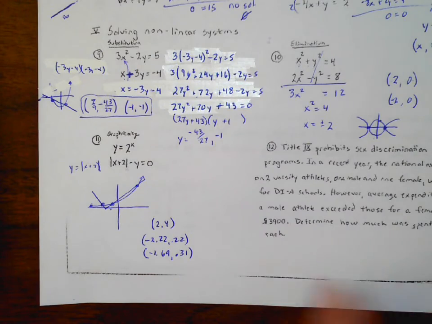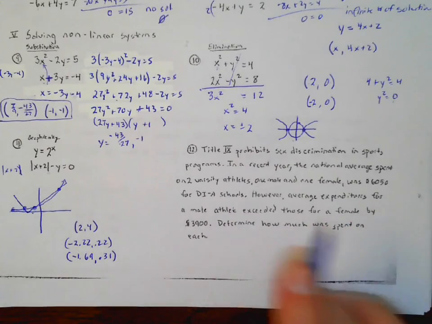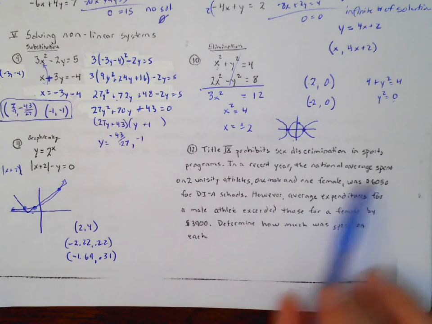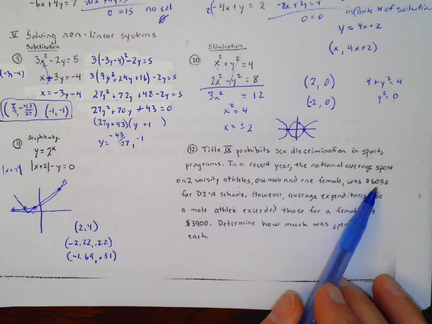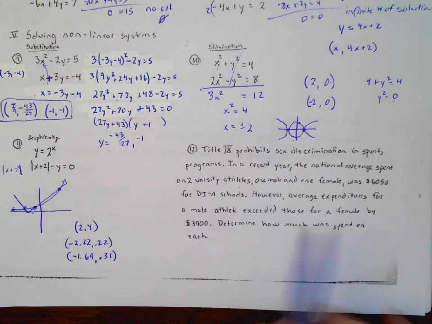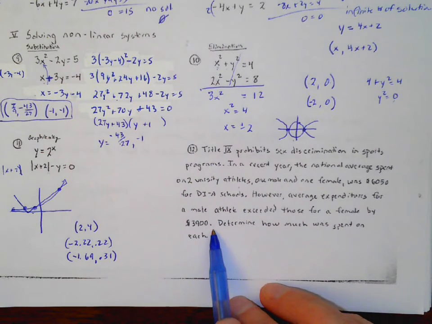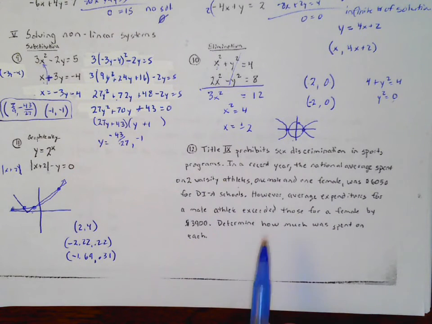Okay, a little word problem for us now. Title IX prohibits sex discrimination in sports programs. And in recent years, the national average spent on 2 varsity athletes, one male and one female, was $60.50 for Division 1A schools. However, an average expenditure for a male athlete exceeds those for a female by $3,900. Most of that's because football is a huge major expense. But anyway, determine how much was spent on each.